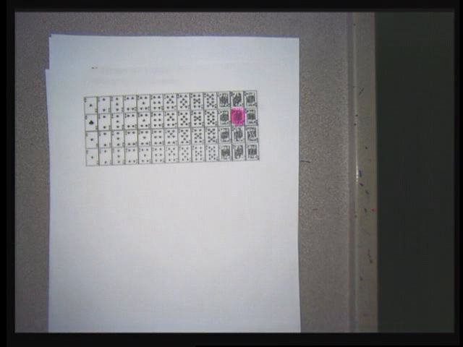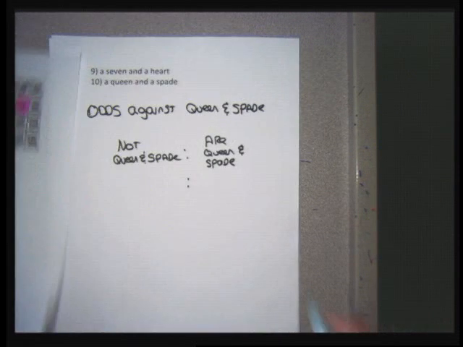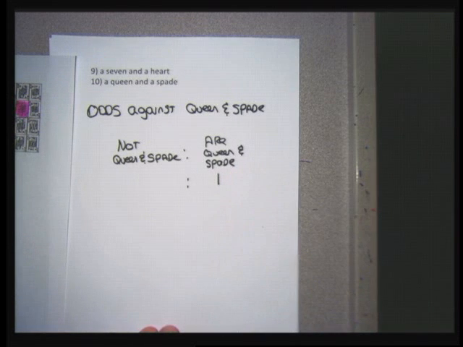It's the only card that's both a queen and a spade. And when it says the word "and," you have to fit both criteria to be counted. When it says the word "or," you only need to fit one of the criteria to be counted. So for the "are," a queen and a spade, it's going to be 1.